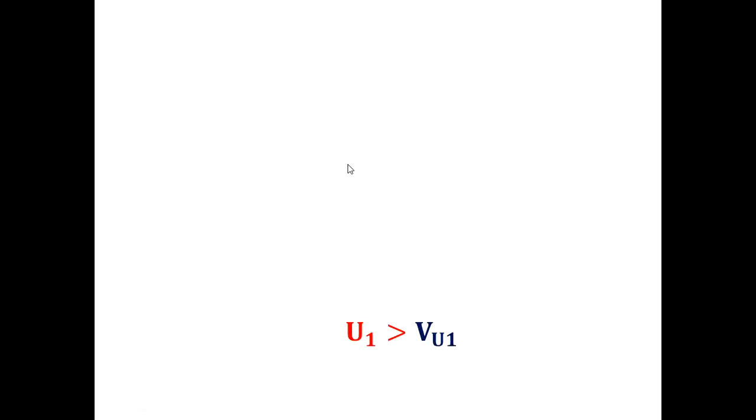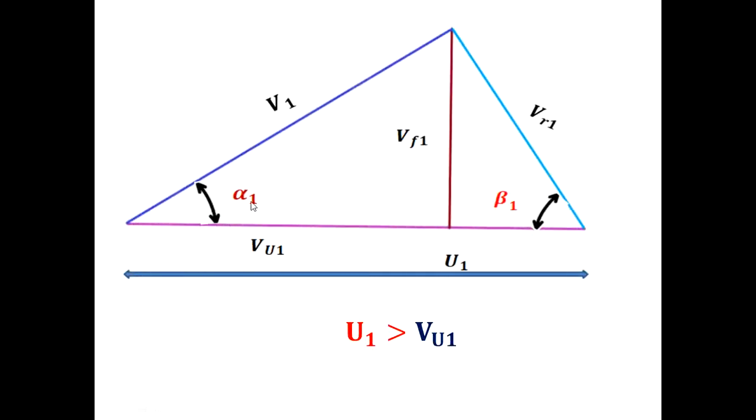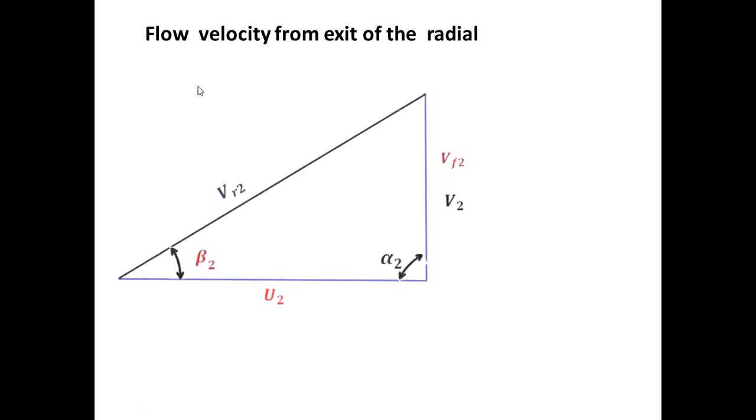For this, the velocity triangle will be like this. See, this is the velocity triangle. U1 is greater than Vu1, so you want to write the velocity triangle like this. The flow velocity at the exit of the radial turbine will be like this. V2 is equal to Vf2, alpha 2 is equal to 90 degree, Vu2 is equal to this one.